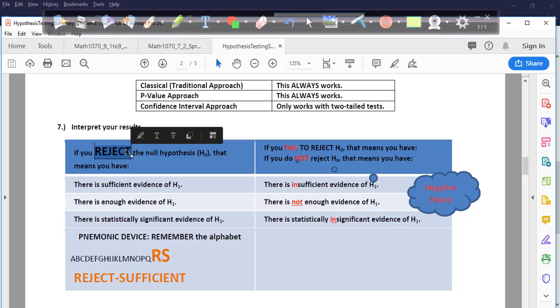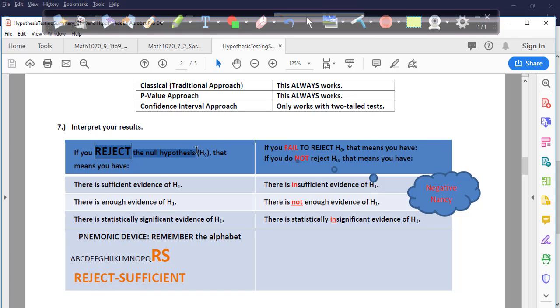You're either going to reject the null hypothesis, you're going to reject the status quo, get rid of what's already been published in the newspapers, or you're going to fail to reject it. You're not going to reject it. So you're either going to say, I have enough evidence, you're wrong, you don't know what you're talking about, or I don't have enough evidence, so you might be right, maybe. I just don't have enough proof to say otherwise. So you're either going to reject the null hypothesis, the status quo, or you're not going to reject it.